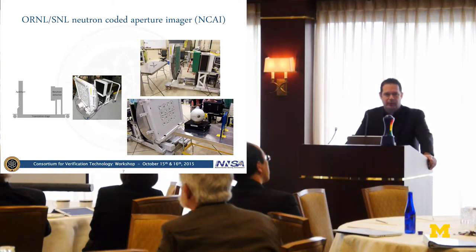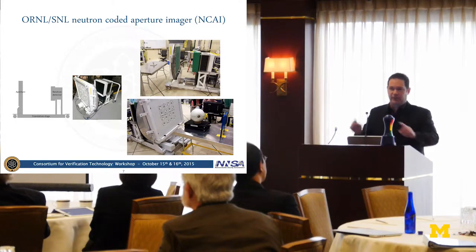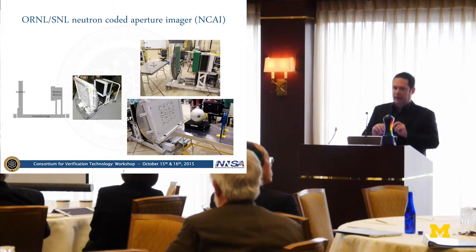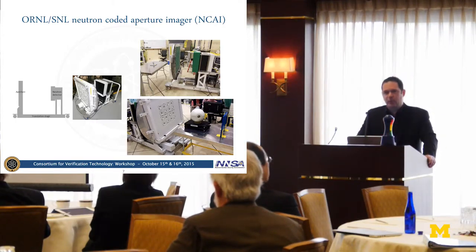We're also working with Oak Ridge and Sandia National Laboratories on their neutron-coated aperture imager shown here. The coated aperture imager is an array of plastic scintillators, specifically EJ-299. There are 16 of those in a 4x4 square array. Internally, each one is segmented into 10 by 10 optically isolated channels. So each of those detectors actually offers 100 optical channels, and they're measured using an array of photomultiplier tubes on the back.